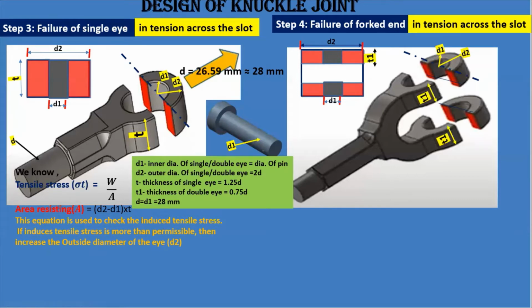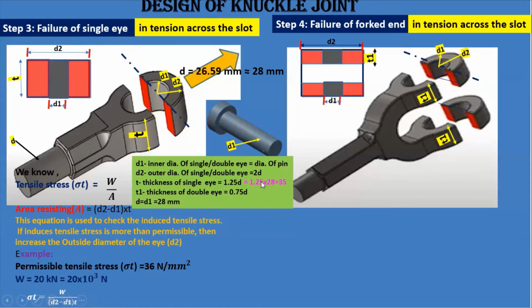Okay, now we'll see how. Suppose I'm taking an example. Permissible tensile stress is equal to 36 Newton per square millimeter, which is given to you in the problem. Load is also given, the same. Now I'll substitute the values. That is sigma T is equal to W upon (D2 minus D1) into T. Now, my friend, if you observe, in this case I need the value of T.